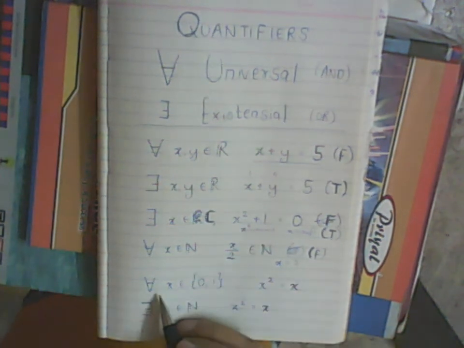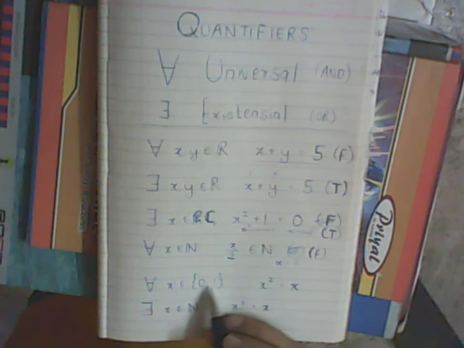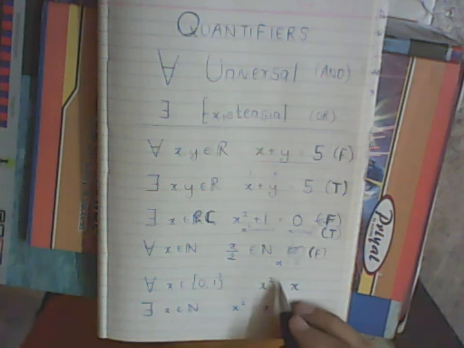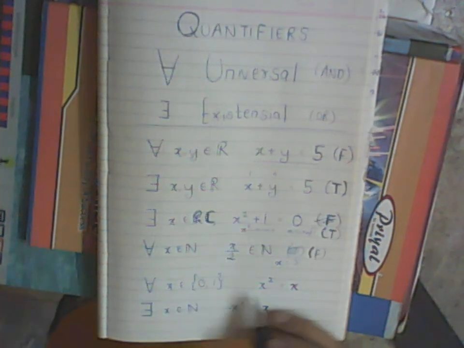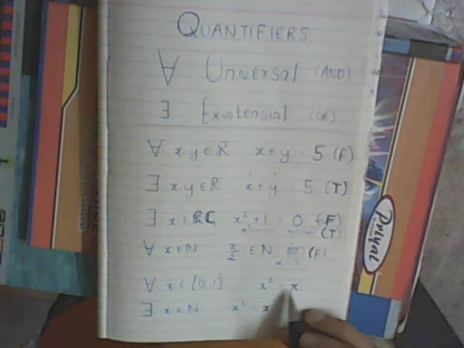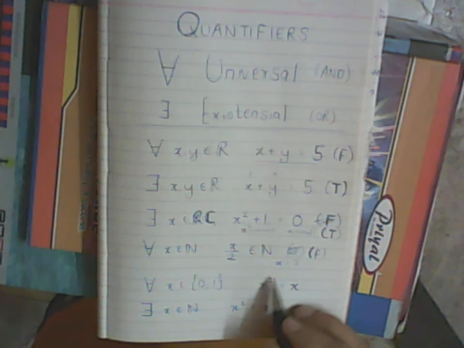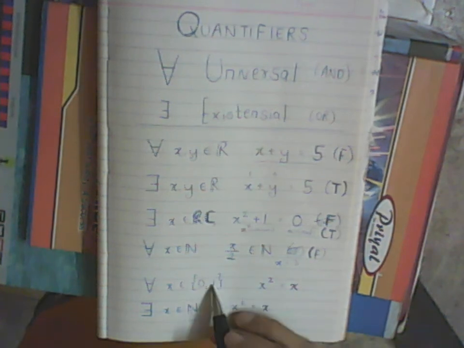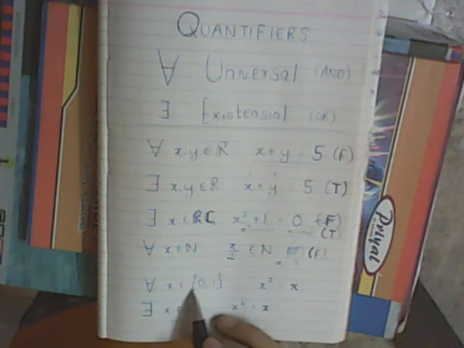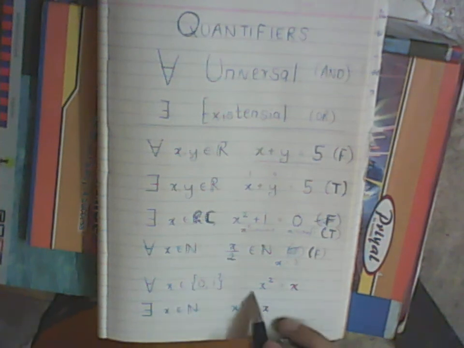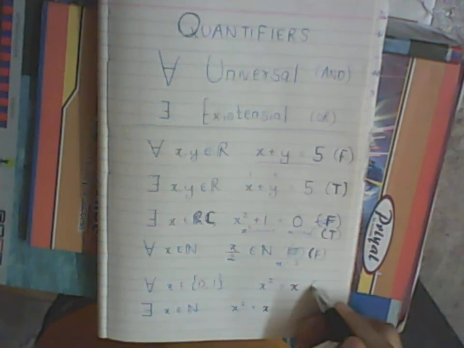Next we have, for all x in this set {0, 1}, x squared is equal to x. Now, we have a small set of possible values here, only 0 and 1, and if you plug in 0, indeed it becomes equal to the square, because 0 squared is equal to 0. And if you plug in 1, 1 squared is also equal to 1. So for all possible values of x, this is true. So I can say this is a true statement.